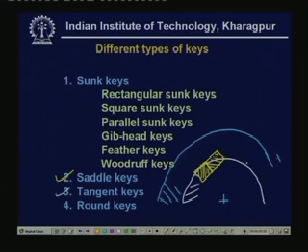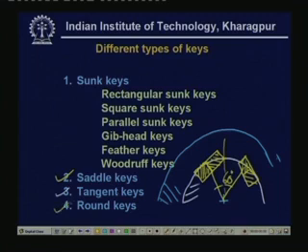So, again there are two such tangent keys, with some offset angle, let us say 60° angle. Okay. So, now it can transmit torque in both the directions. So, these are the tangent keys.